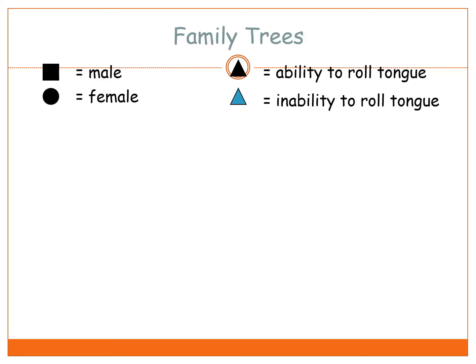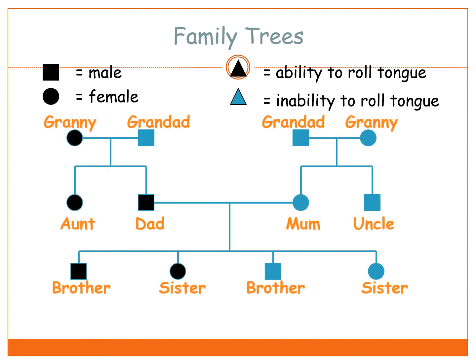So for example, we have this tongue rolling one. So if you're male, you'll be square. If you're female, you will be circle. If you have the ability to roll your tongue, you will be coloured in black. If you have the inability to roll your tongue, you will be coloured in blue.